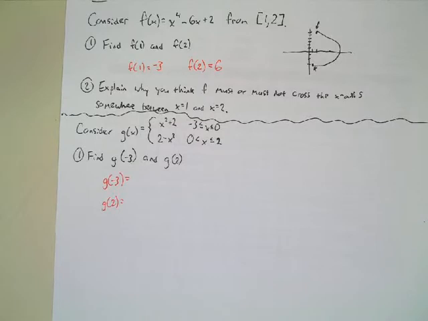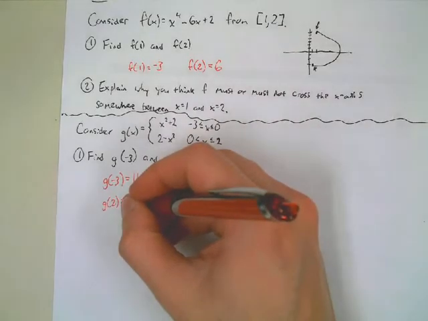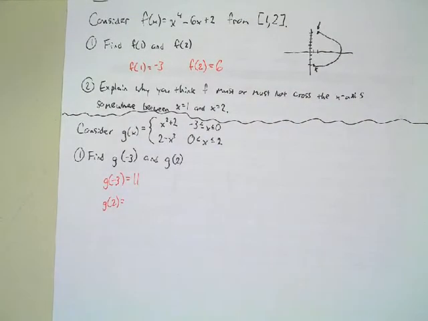All right, so Chanda, you got g of negative 3 for me? Yeah. All right, what you got? 11. Very good. Okay. And then go ahead and give me g of 2 as well, please. Oh, yeah, okay, you didn't get that one. So which one are we going to... What's that? Negative 6. Very good.